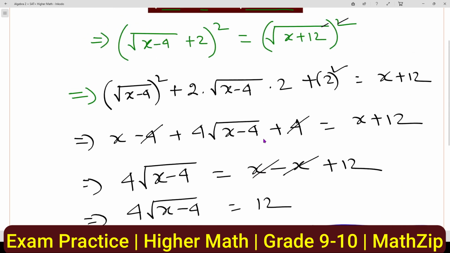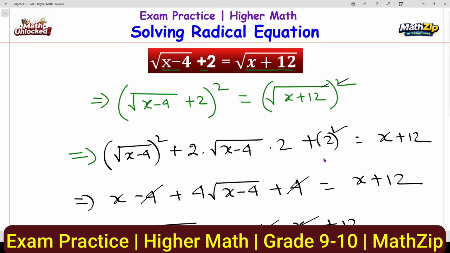It's a very important math. Solving radical equations is a common part of any kind of competitive examination, especially grade 9 higher math, the IGCSE examination, Algebra 2 also. So thank you very much for being with me.